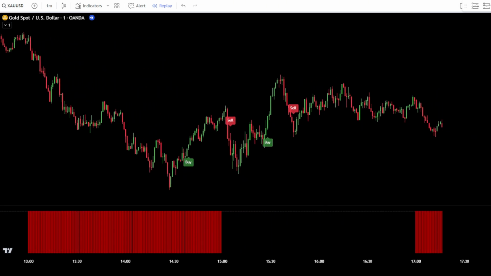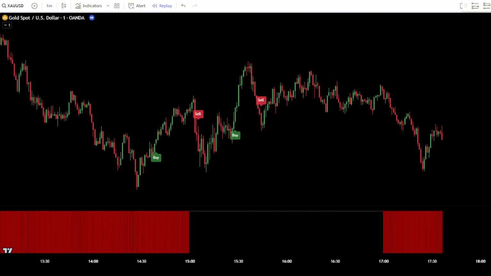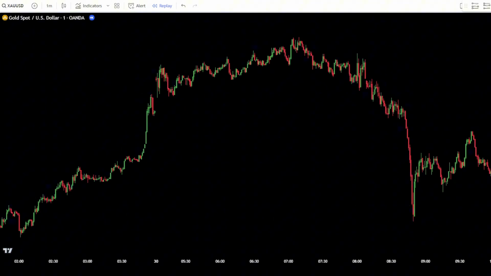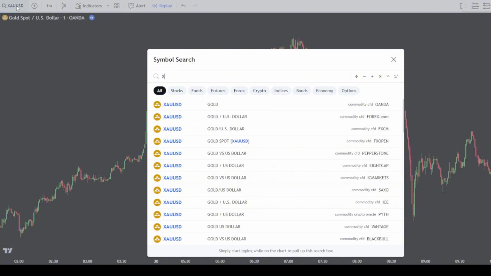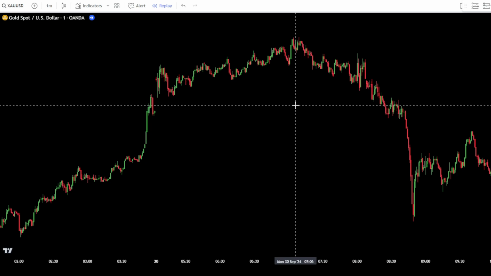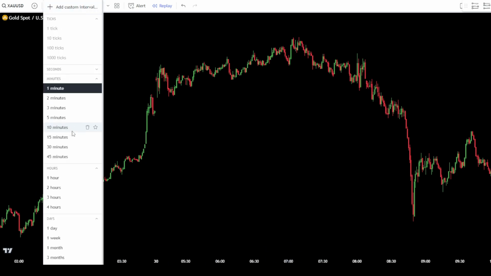To use this scalping strategy, start by going to TradingView. In this example, we will use the 1-minute scalping strategy for trading gold or XAU USD. First, set the pair you are using to XAU USD. Then, set the time frame to 1 minute.